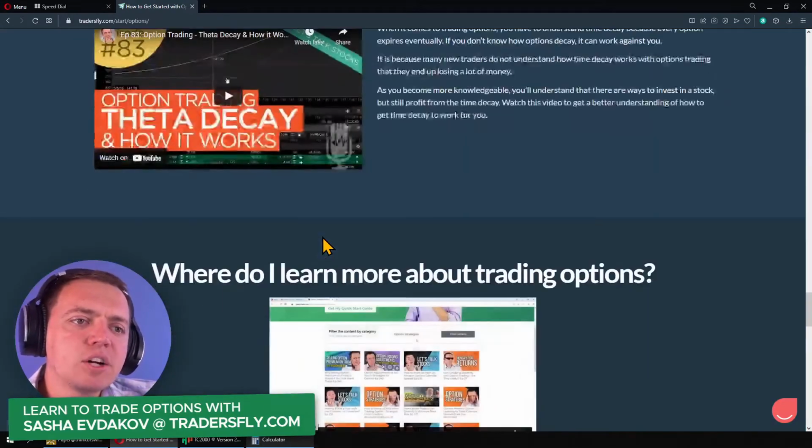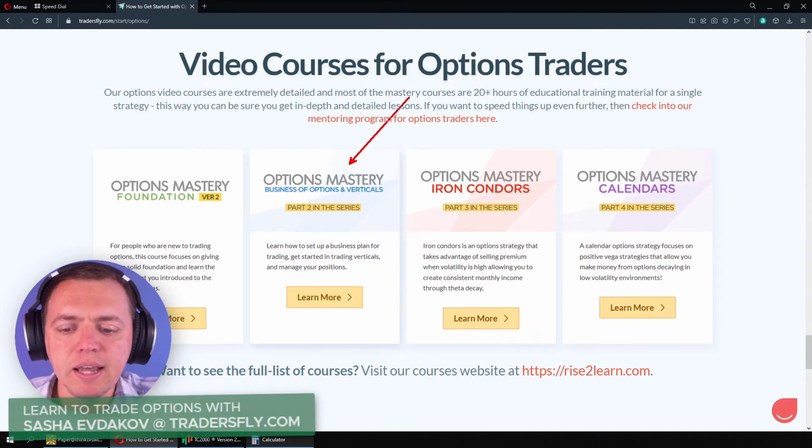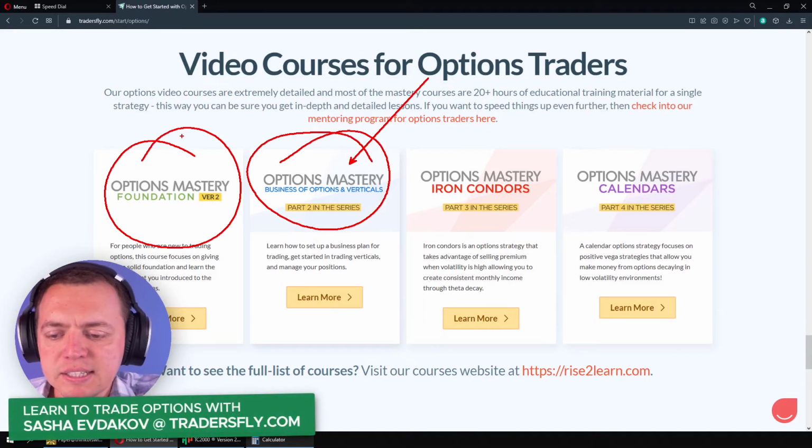After that, what I would start looking at is getting into trading verticals. Verticals is probably the next best thing, because the basics is a good starting point.